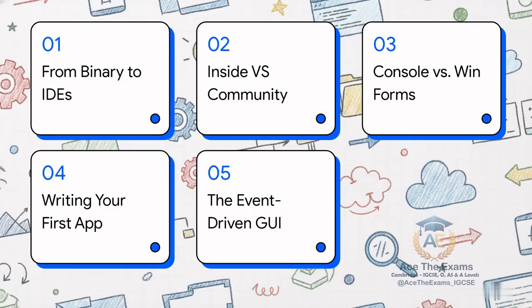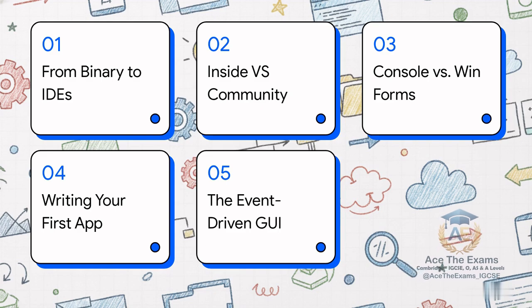Here's a quick look at our roadmap for today. 1. From binary to IDEs. 2. Inside Visual Studio Community. 3. Console versus Windows Forms. 4. Writing your first app. And finally, 5. The event-driven GUI.